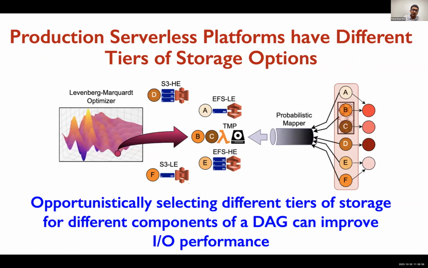This is ongoing work which is not yet published, but the idea here is to design an optimizer and exploit the different storage options that are available in a production serverless environment. Let's say in AWS, they provide different storage options like S3, Elastic File System, and the temporary storage of a serverless function. The goal is to understand which component corresponds best to what kind of storage, and accordingly co-locate components inside a function instance and assign the storage so that you can reduce the overall overhead.